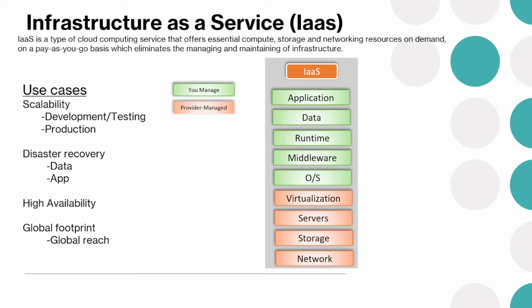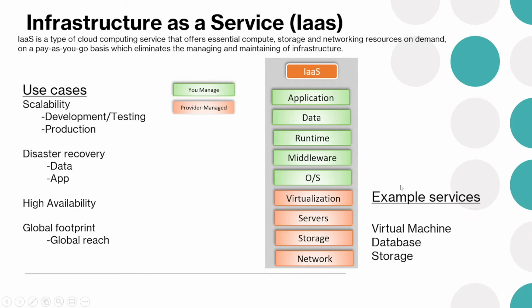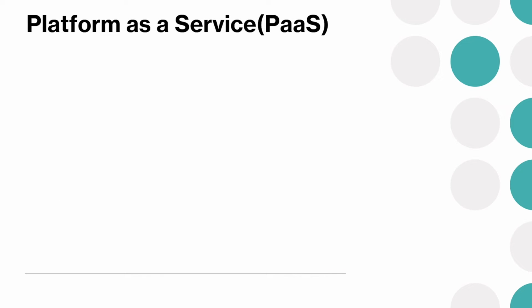Sample services for IaaS, a popular one: virtual machine, database, storage, and much more. These are the sample services. All of the most popular cloud vendors provide the basic service IaaS. In case of IaaS, that's infrastructure as a service, we need to manage OS, middleware, runtime, data, and application.